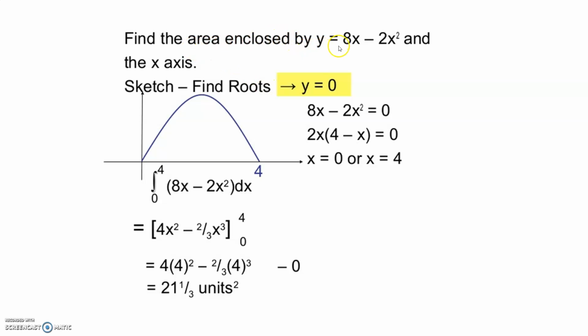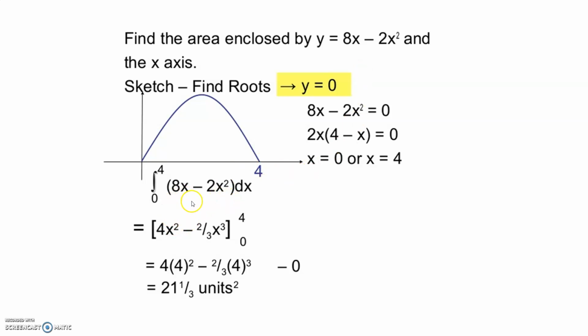Find the area enclosed by y is equal to 8x minus 2x square and the x-axis. On the x-axis, the y coordinate is 0, so instead of y we put 0 is equal to 8x minus 2x square. Linearly we write 8x minus 2x square is equal to 0. We take 2x common, 4 minus x is equal to 0. That means x is equal to 0 or x is equal to 4. Instead of y, we put it in the formula: area is equal to the integral from a to b of y dx. So instead of y, we put 8x minus 2x square.